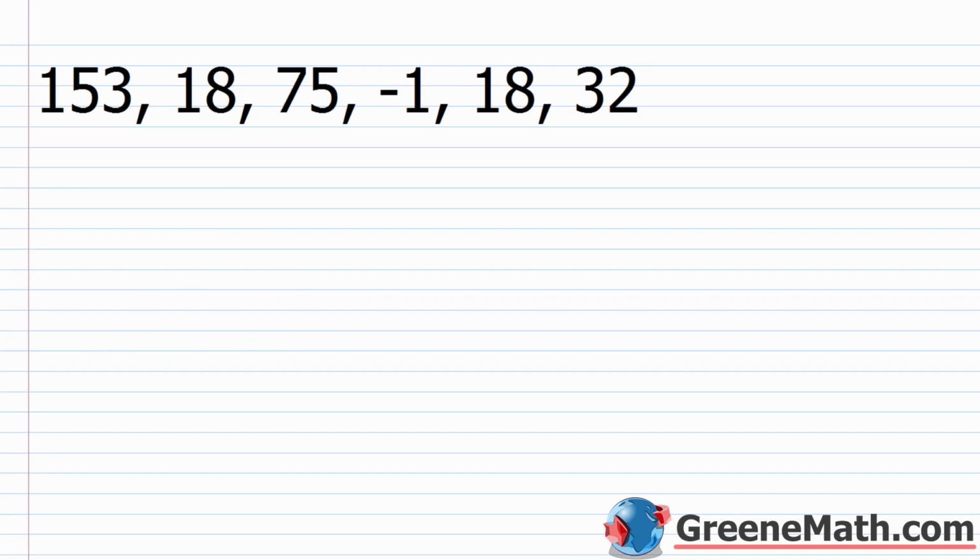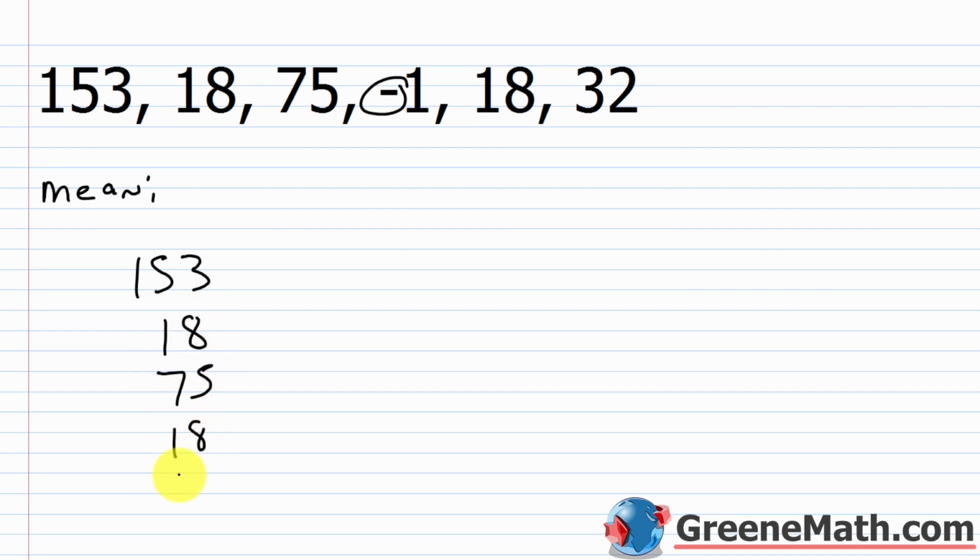All right, let's take a look at another one. We have 153, 18, 75, -1, 18, and 32. So we're going to start out by finding the mean again. So what is the mean? Again, just sum the numbers. So I have a negative involved. Sum everything that's not negative. So what is 153, 18, 75, 18, and 32? Let's add all that up.